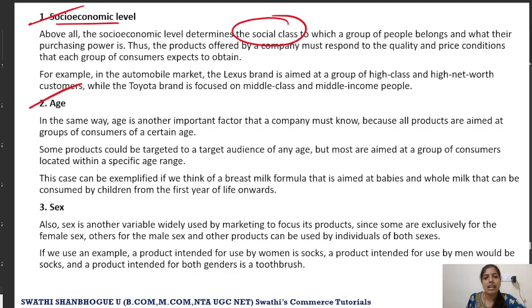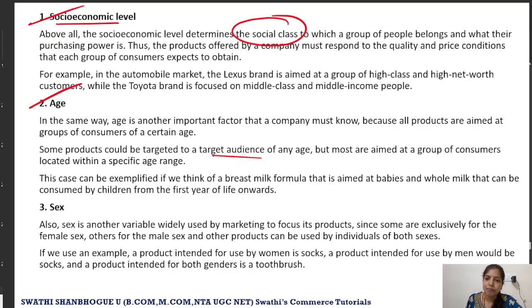Then we have to understand the age composition of the people living in that country as well, because all products cannot match the needs and preferences of people belonging to different ages. Like we have certain target audiences.